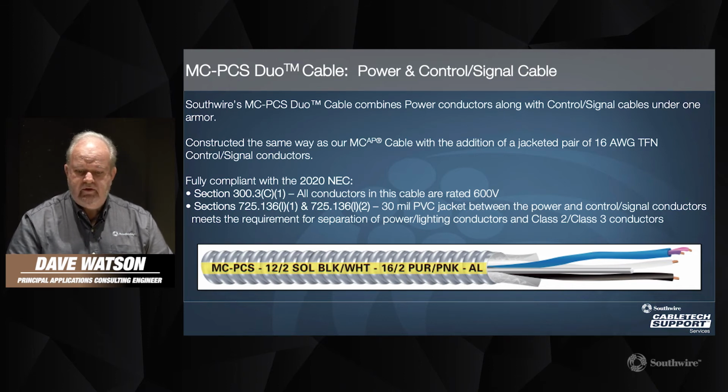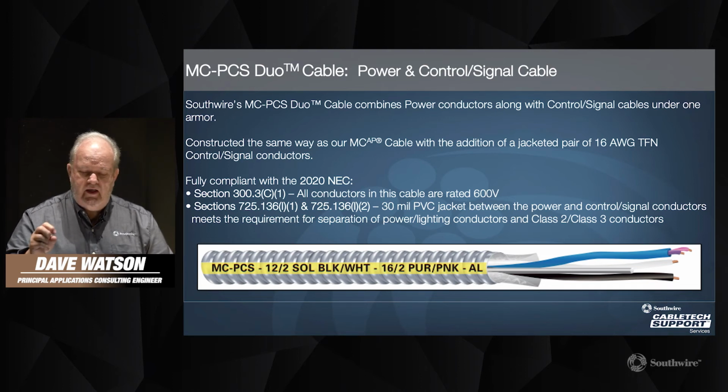Now this product is fully compliant with the 2020 NEC. If you take a look at section 300.3(C)(1), when you combine conductors like this, they all need to be rated the same. They all need to have the minimum rating that's required to conduct the power. In this situation, we are using 600 volt rated THHN or XHHW conductors for power. So the control conductors in our PCS Duo cable are also rated at 600 volts. Now this is different from Class 2 or Class 3 cables that are going to be rated at 150 or 300 volts. So this is something a little different. So we satisfy that requirement that all conductors have to be rated 600 volts.